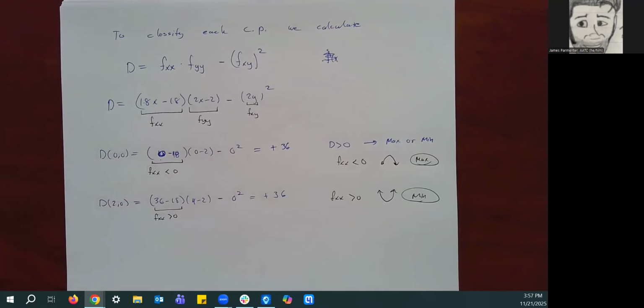Because if your D is positive, it's a guarantee that they're both the same sign. So you don't have to check both. You can check either one though. Okay, let's look at the next ones.